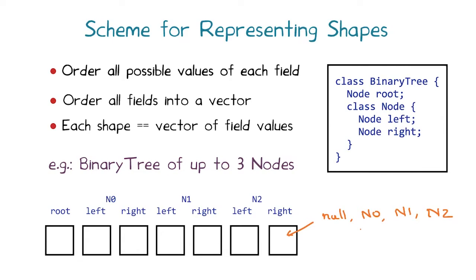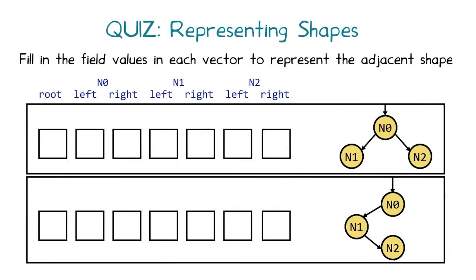Let's do a quiz next to see how different assignments result in different shapes. This quiz is to ensure that you understand how these vectors, called candidate vectors, correspond to concrete representations of objects. Here are 2 possible shapes of binary tree objects. Fill in the boxes in the candidate vectors with the correct value for each field. Remember that you can also enter the word null into a field as appropriate.